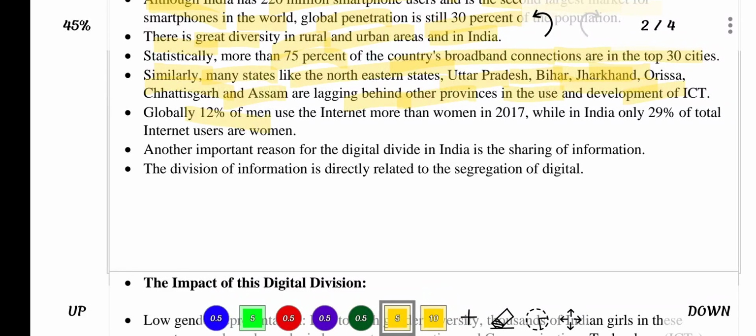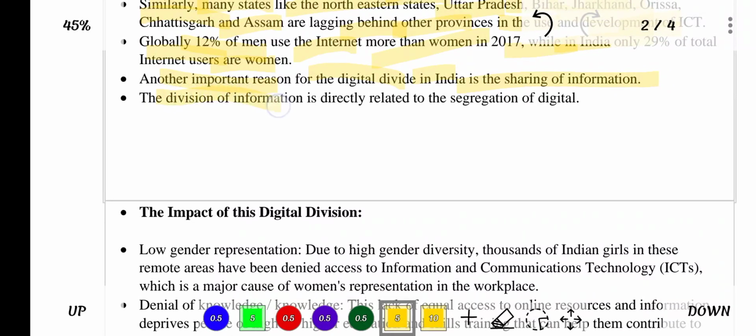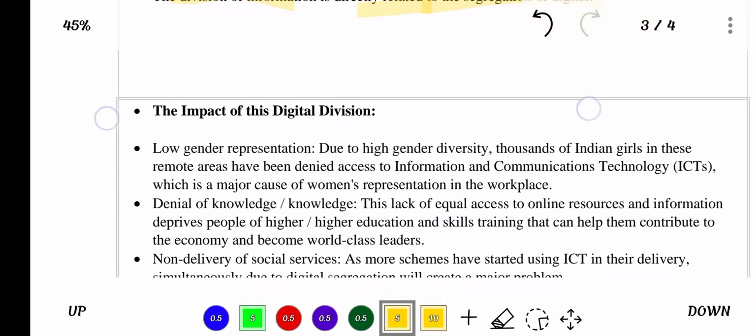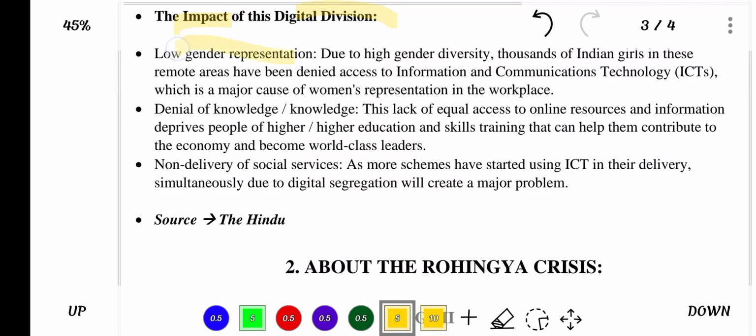Globally, 12% more men use the internet than women in 2017, while in India, only 29% of total internet users are women. Another important reason for the digital divide in India is the sharing of information. The division of information is directly related to the segregation of the digital ecosystem.